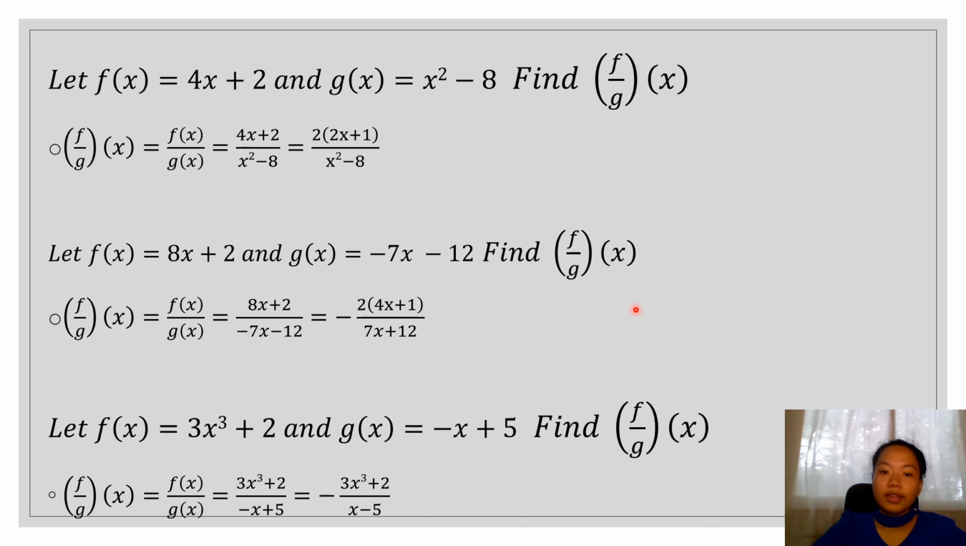So guys, thank you for watching, but wait, I have a reminder for you: it is important to study the operations on functions because they are related and connected in real-life applications.